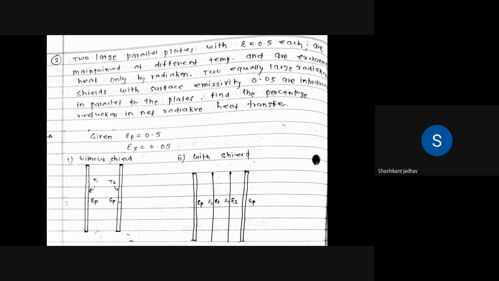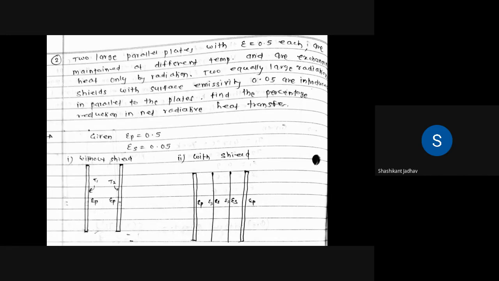Two large plates, meaning two plates are given. Two large parallel plates with emissivity 0.5 each, so the emissivity of both plates is given. Same emissivity for both plates. For the plates we use the notation epsilon p. Epsilon p is equal to 0.5, maintained at different temperatures, so the temperatures of both plates will be different, and are exchanging heat only by radiation, and heat transfer takes place only because of radiation.